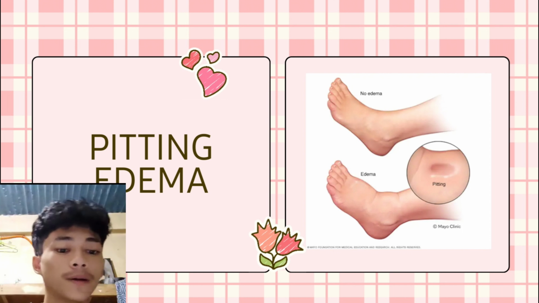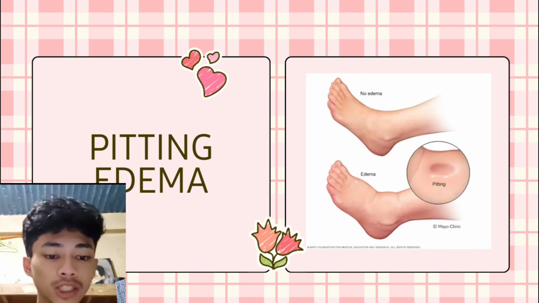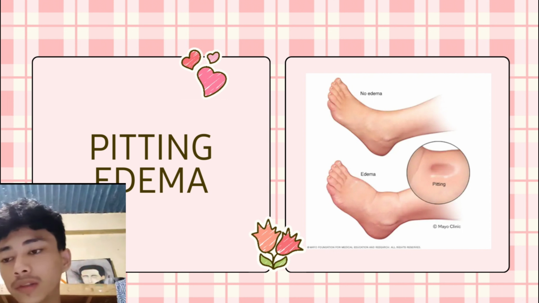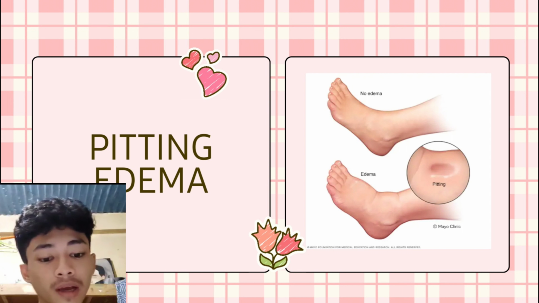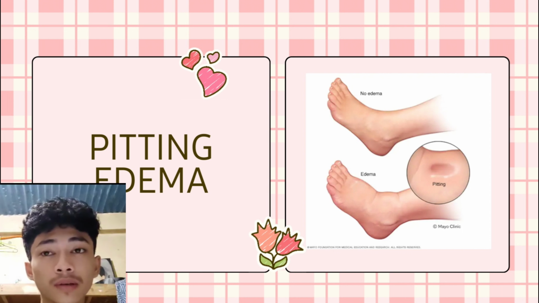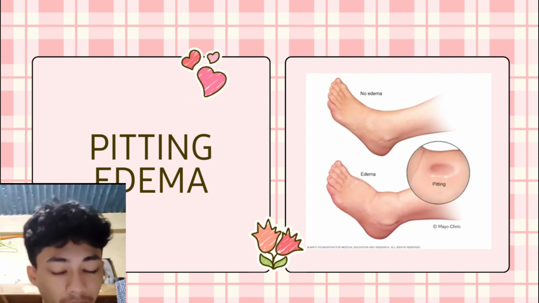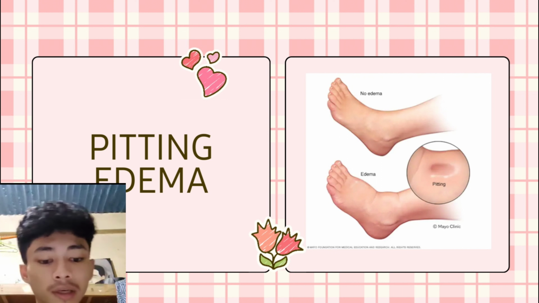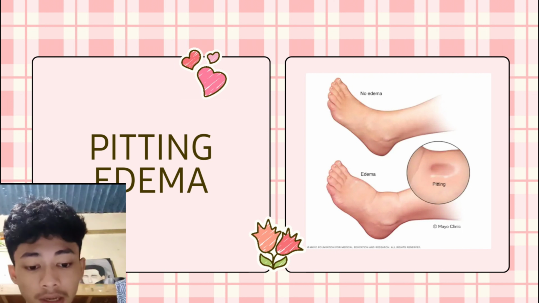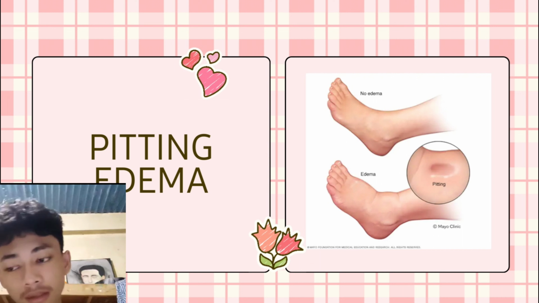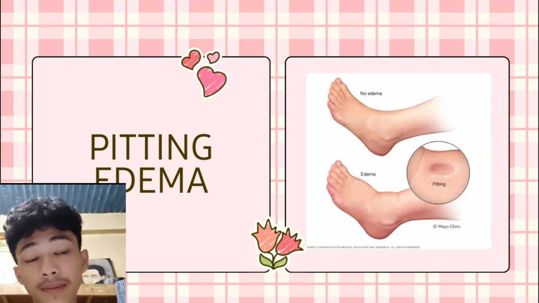So pitting edema means there's too much fluid overload in your body. Okay, what do you mean by fluid overload? First is the heart. When the heart is not working properly, it leaves a back pressure, and that back pressure leads into a pressure in the veins. The fluid in the veins will leak. When the fluid is leaked, that's what you call an edema.